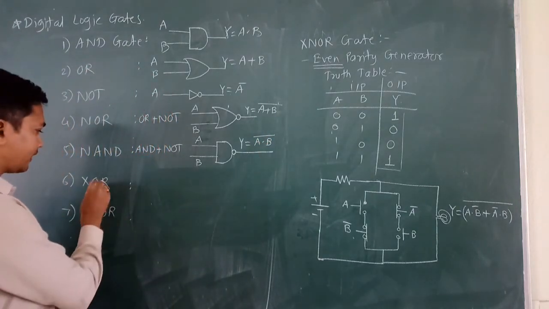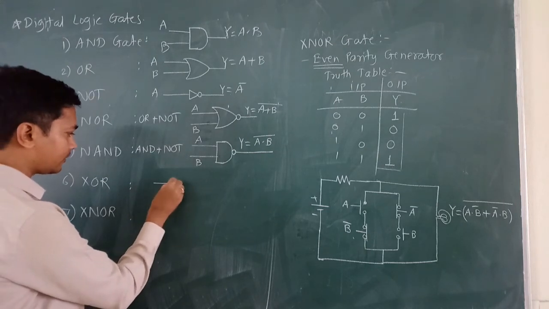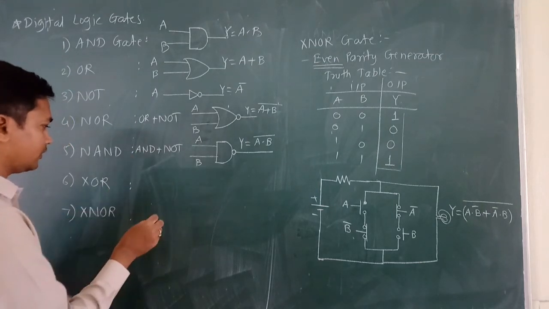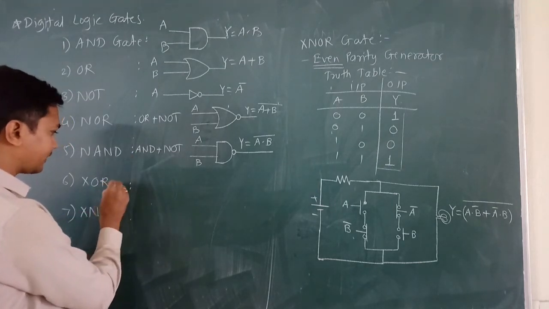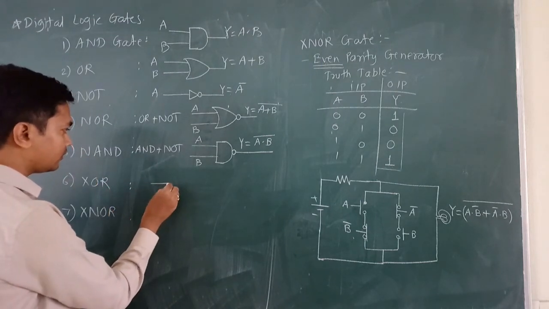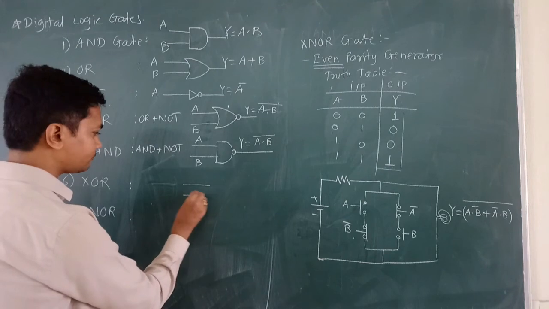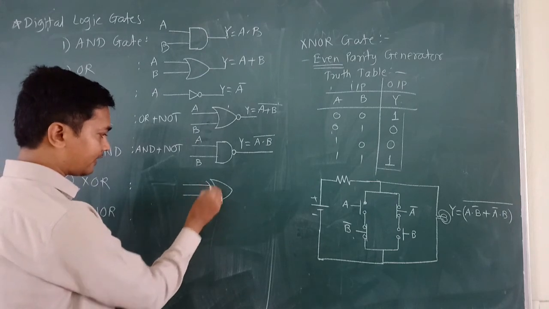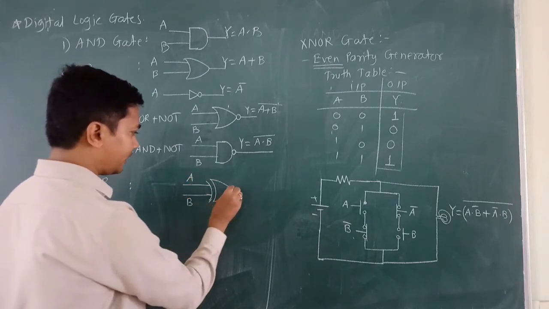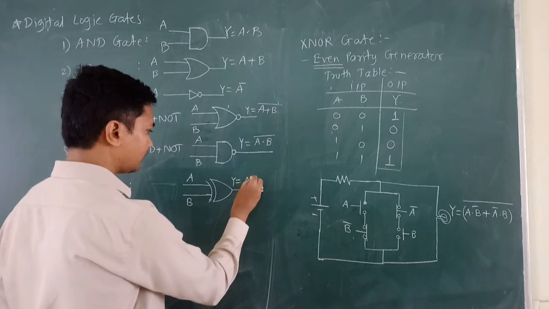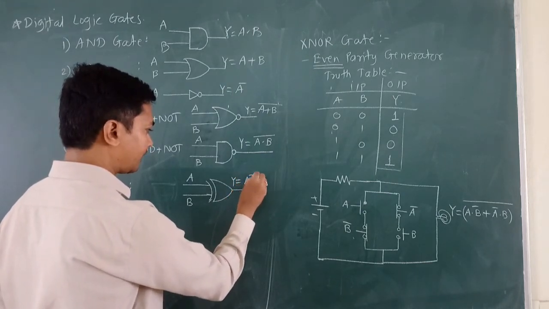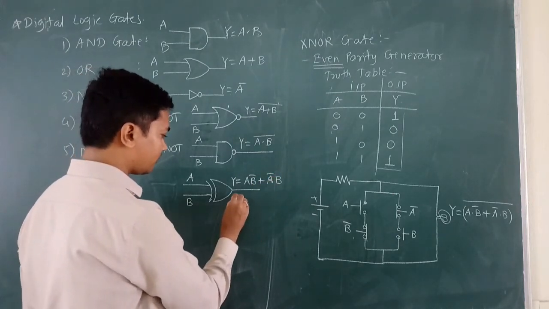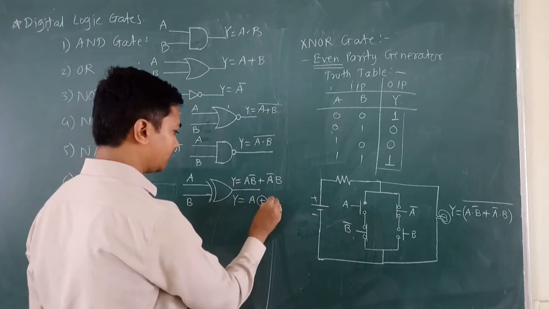Okay. Now next gate is XOR gate. So here the XOR gate can be drawn like this. Okay. One more line is extra here at the input side. A, B and output Y is equal to A B bar plus A bar B, and in short it can be written like this: Y is equal to A XOR B.